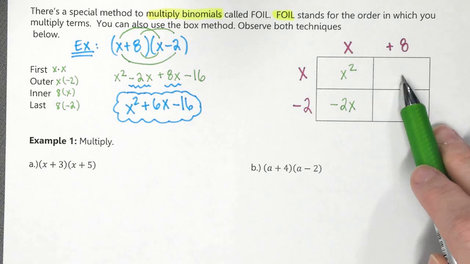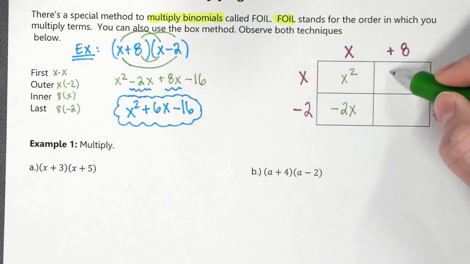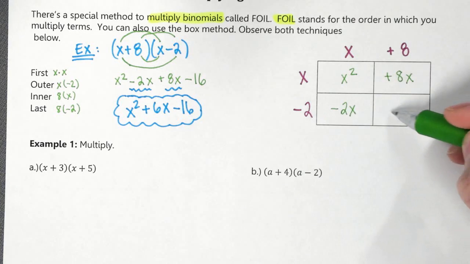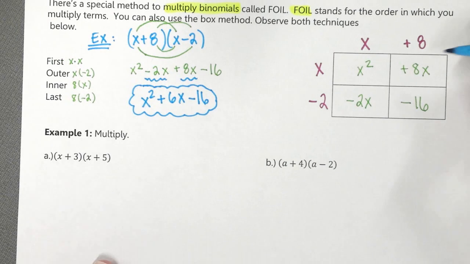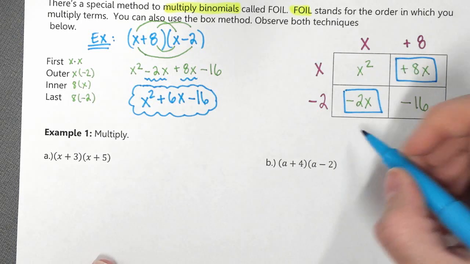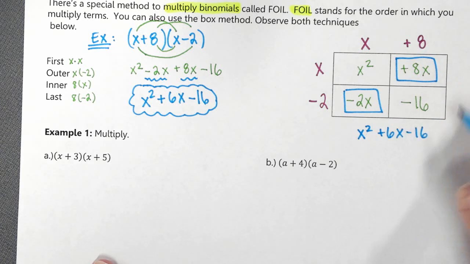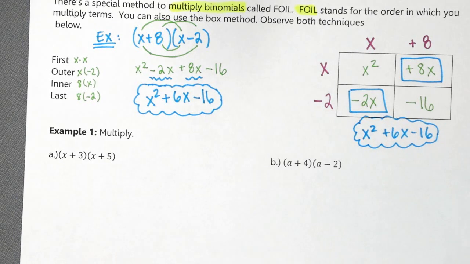So in this box you'd have to multiply the 8 by the x. And then again, I put the plus with it so I know that it's positive. And then the negative 2 and the 8 is negative. And then again, you just combine your like terms. So your like terms are going to be the positive 8x and the negative 2x. So again, you end up with both of them. Okay?